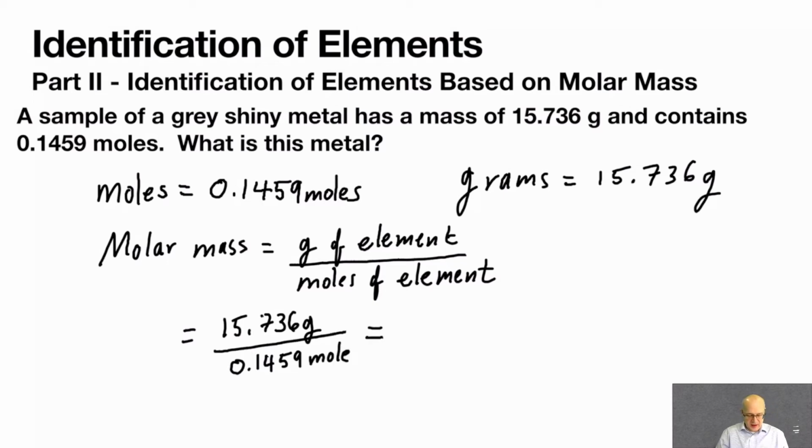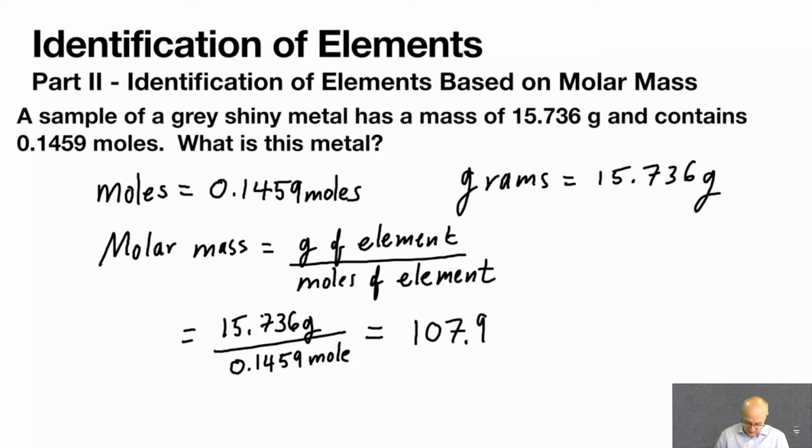So get your handy dandy calculator out. 15.736 divided by 0.1459 equals 107.85. Oops, let's do this correctly now. 1.78 grams. I'm sorry. Pardon me.